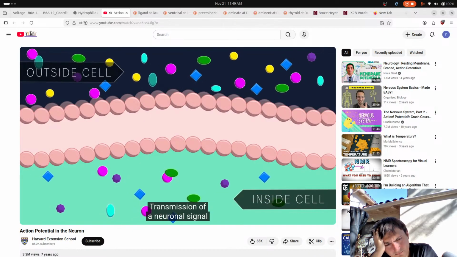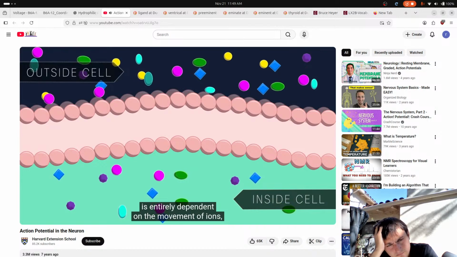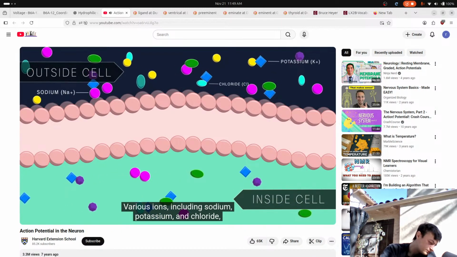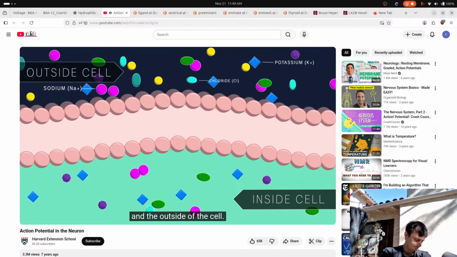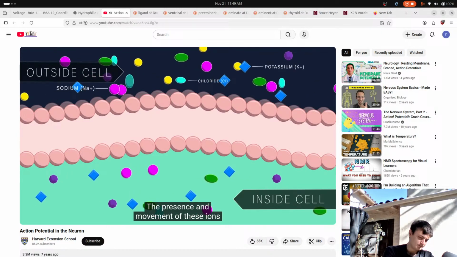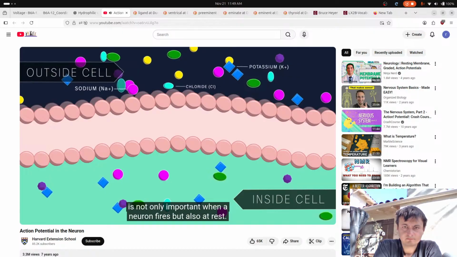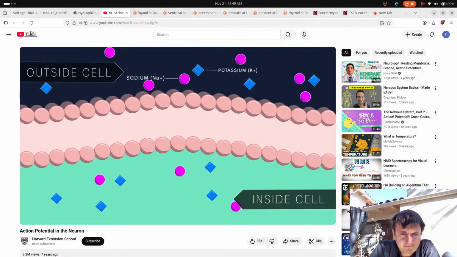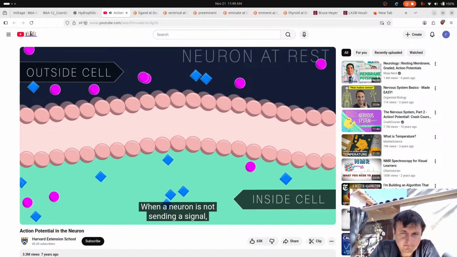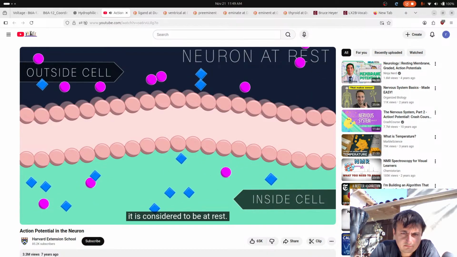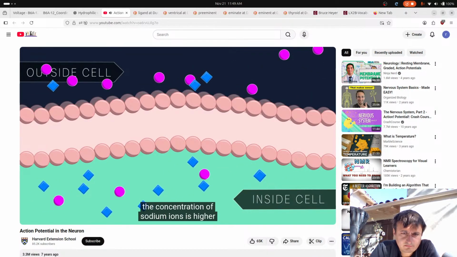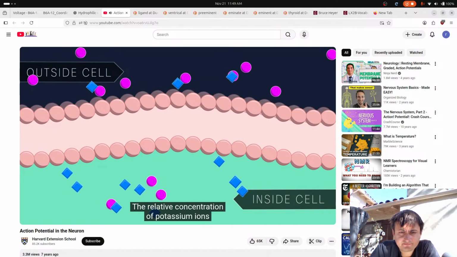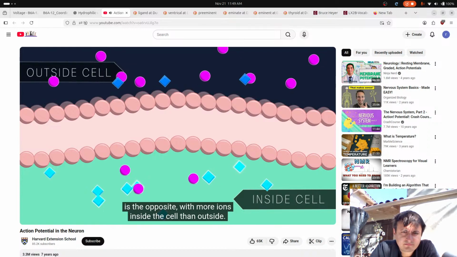Transmission of a neuronal signal is entirely dependent on the movement of ions, or charged particles. Various ions, including sodium, potassium, and chloride, are unequally distributed between the inside and the outside of the cell. The presence and movement of these ions is not only important when a neuron fires, but also at rest. To start, let's think about the positively charged sodium and potassium ions. When a neuron is not sending a signal, it is considered to be at rest. In a typical neuron, in its resting state, the concentration of sodium ions is higher outside the cell than inside. The relative concentration of potassium ions is the opposite, with more ions inside the cell than outside.